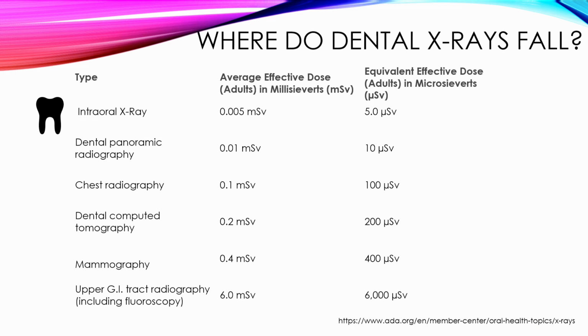So for an intraoral x-ray, or one single x-ray, it's 0.005 millisieverts. We double that for a panoramic x-ray. 0.1 of a millisievert for a chest x-ray, 0.2 for a CT scan in the dental world, 0.4 for a mammogram, and a full 6 for an upper GI tract.